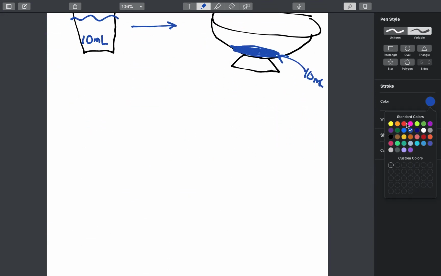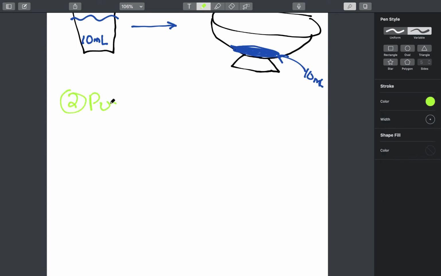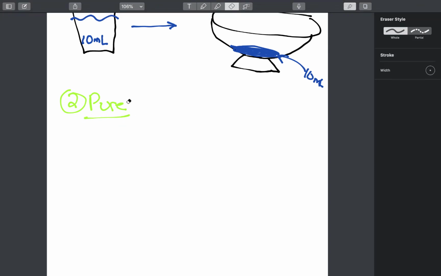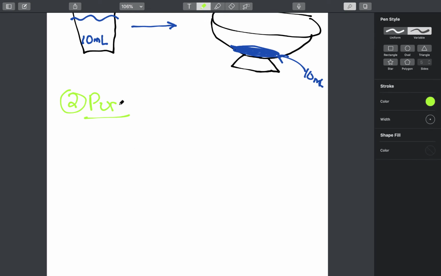All right, so the next thing, remember we were talking about classifying matter. We can also classify matter by its purity. So in other words, how clean it is. So it's purity. Oops, not pure, purity. So, what is a pure substance?